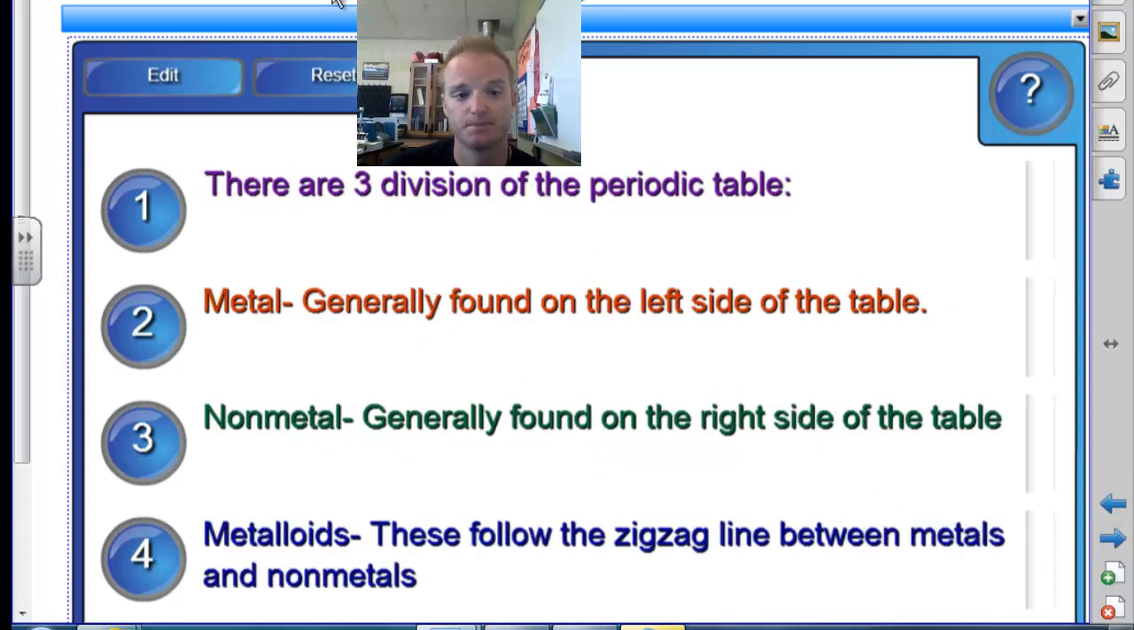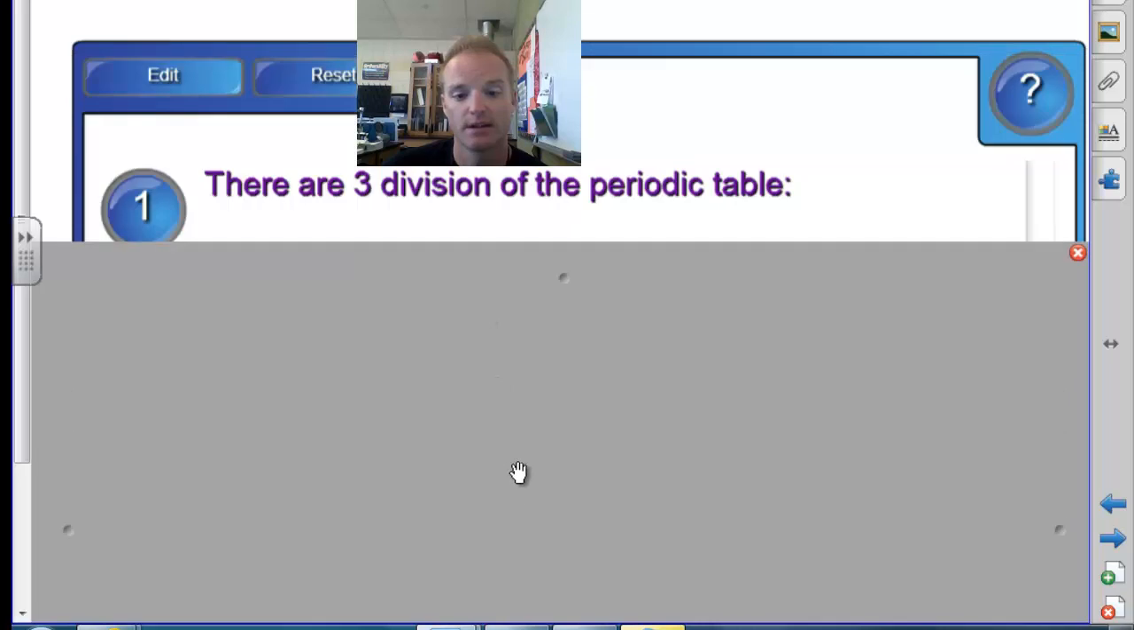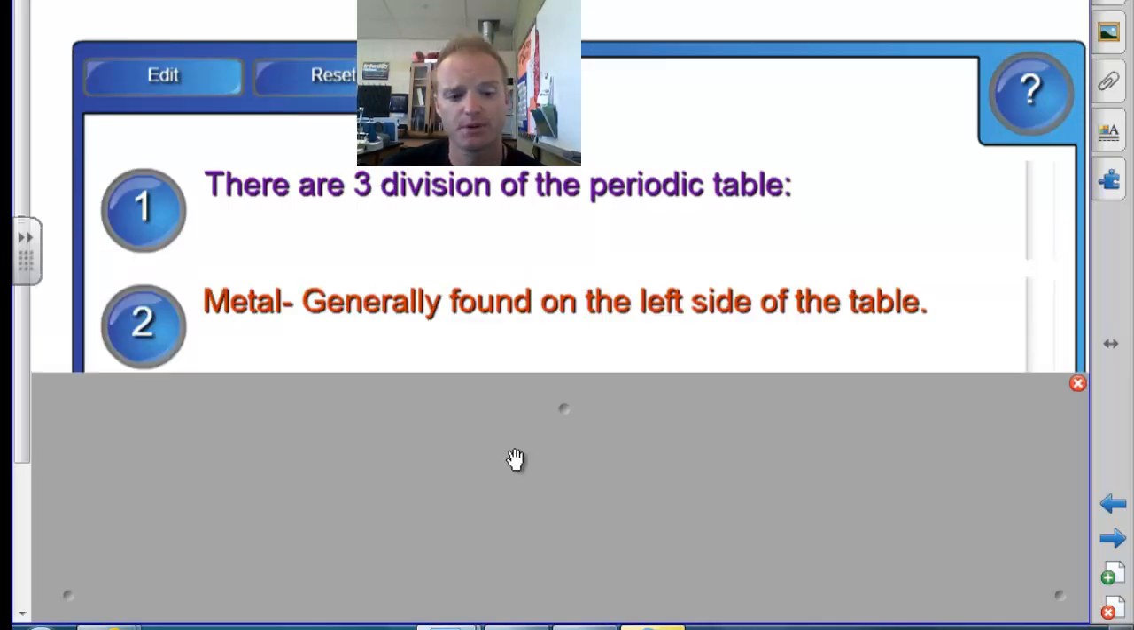And also, we divide kind of three basic groups or types of elements on the periodic table. The first one are metals. And metals are generally found on the left side of the table. So all the elements on the left side are metals.